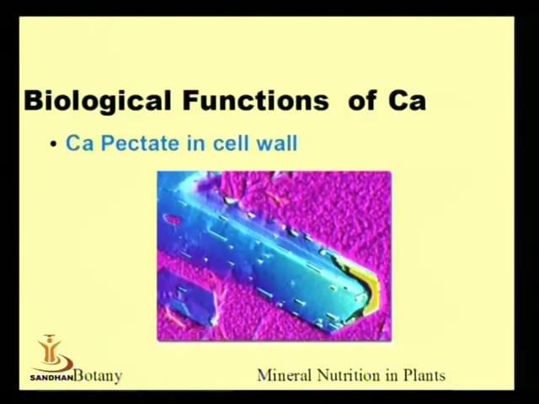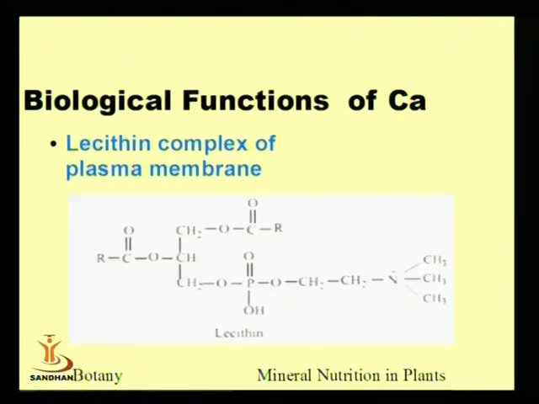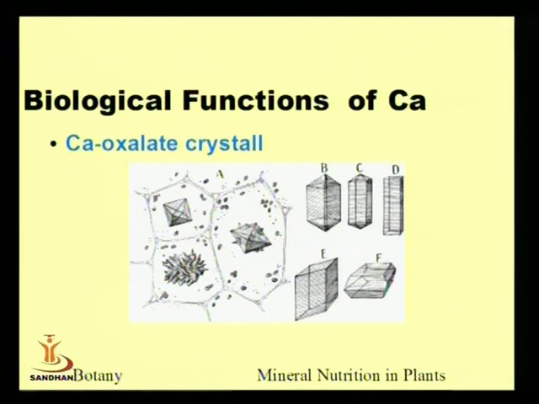The strength of the wood is because of the cell wall, and this cell wall has a cementing material of calcium pectate. So it is playing a major role in giving strength to the plant. Further, it is associated with the formation of lecithin complex in the plasma membrane. Even it is stored in the form of calcium oxalate crystals, and these crystals help in the protection of the plant against animal grazing.